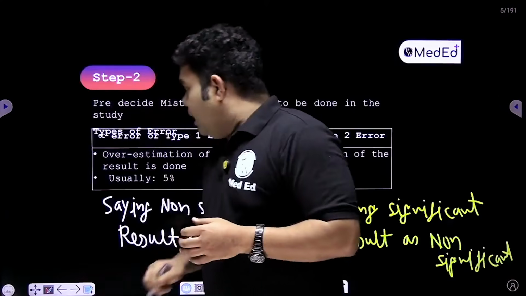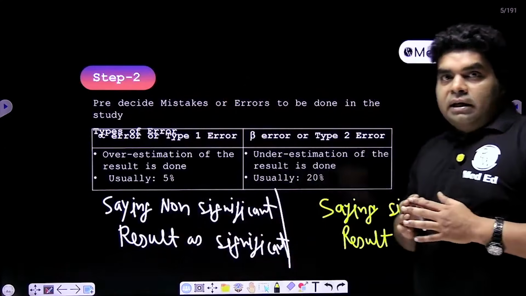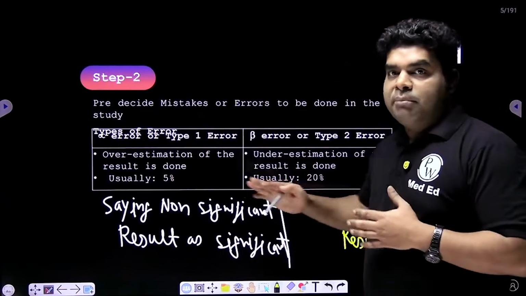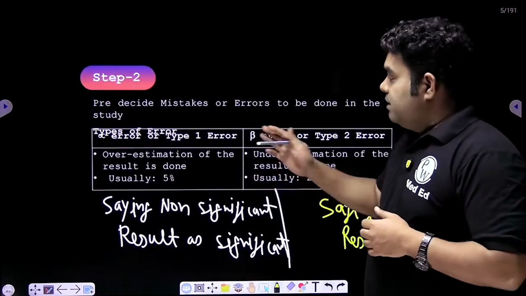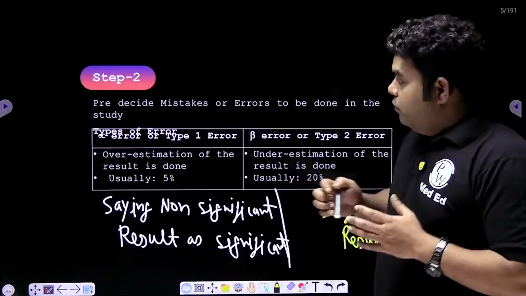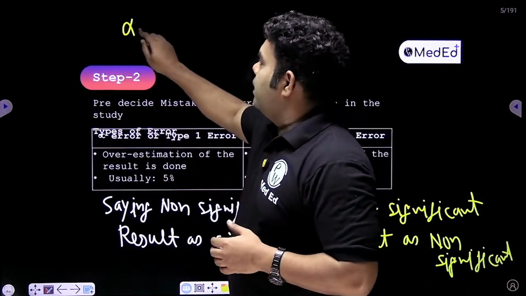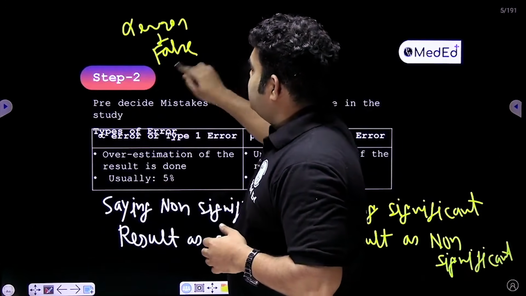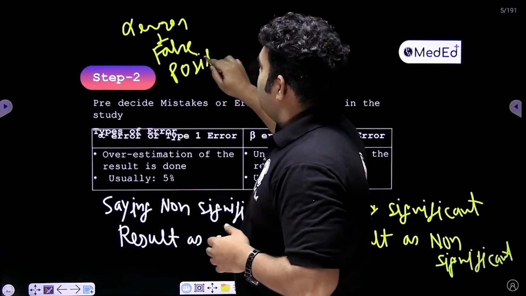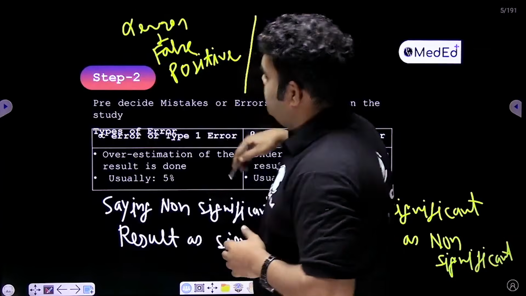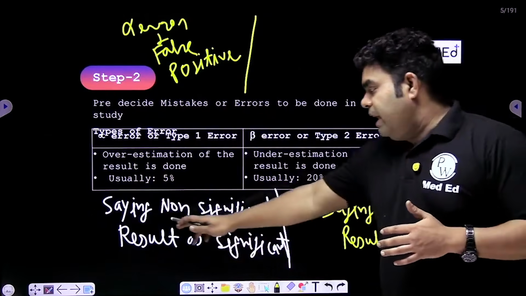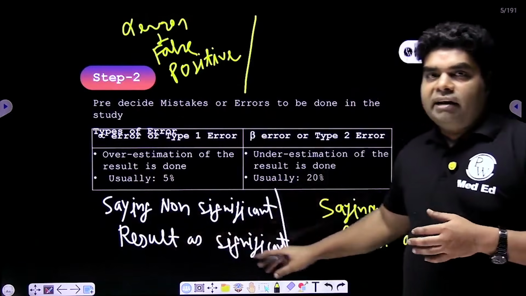So after giving null hypothesis, we decide the mistakes. And whether it's your life or your exam or a study, there will be 2 types of mistake which you will be doing. One is alpha error, which is type 1 error, which simply means false positive. You wrongly say that your medicine is good when actually your medicine is not significant. So alpha error simply means saying non-significant result as significant.